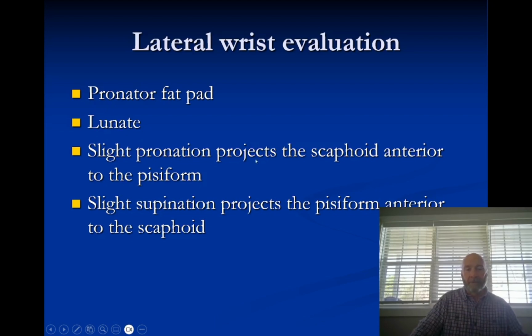So if we have slight pronation, then the scaphoid is going to be projected anterior to the pisiform. What we should see is the pisiform over the distal portion of the scaphoid. So if we have slight pronation, that's going to take the scaphoid, which is here, and the pisiform there, and it's going to project the scaphoid anterior to the pisiform. As we pronate, the scaphoid is going to go anterior, the pisiform is going to go posterior, so that's going to cause that separation. If we over supinate, now I did tell you to slightly supinate, if you go too much, then we're going to have the pisiform anterior to the scaphoid.